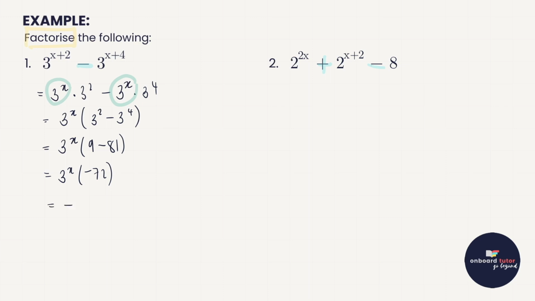And in general, although I don't think you'd lose any marks if you didn't do it, it's nice to put that constant term without the exponent in front. So minus 72 times 3 to the x once we've factorized it.